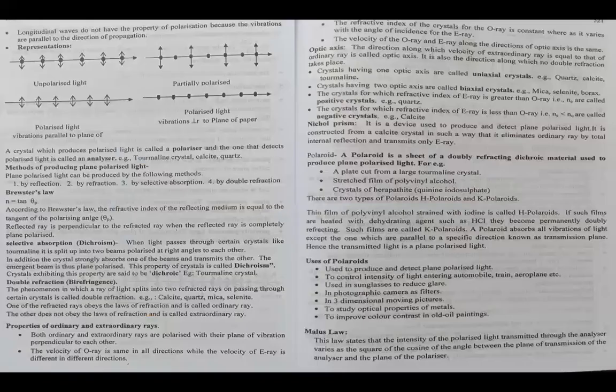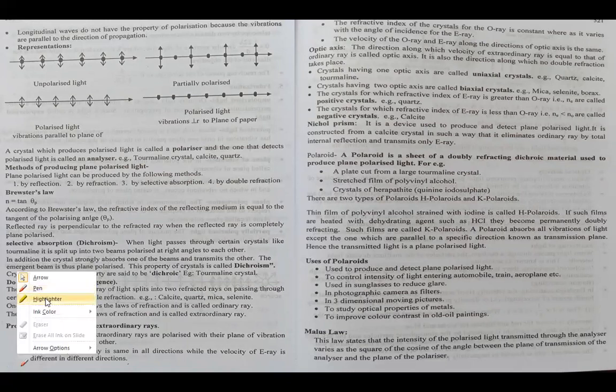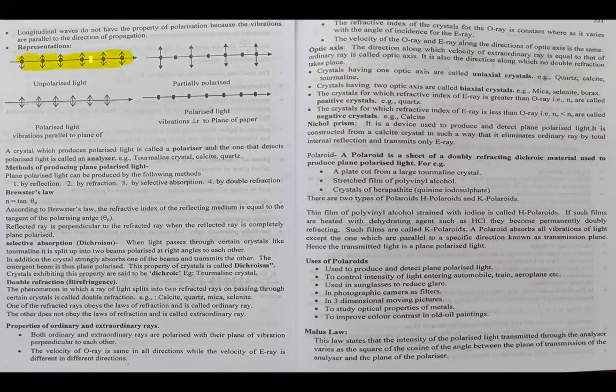Okay, look here. So you can see the representation. Unpolarized light, how does it look? Unpolarized light has vertical lines with dots. Partially polarized means a mixture of all. Polarized means like this. Polarized means when? When it is parallel, vibration parallel to the plane of paper. If it is perpendicular to the plane, then dots come. That is the thing you have to remember.